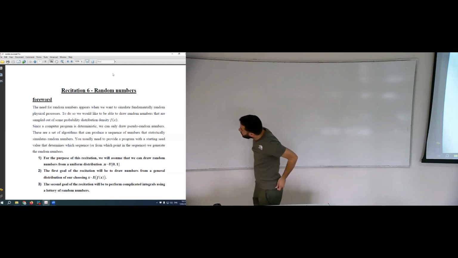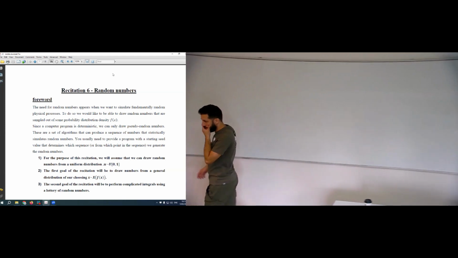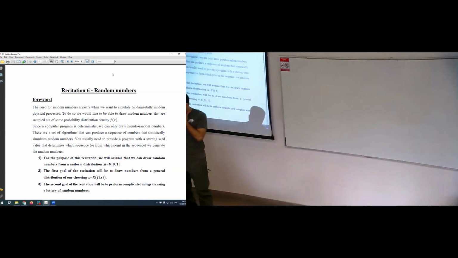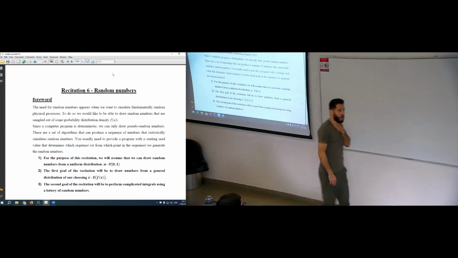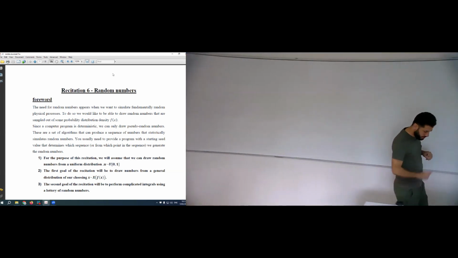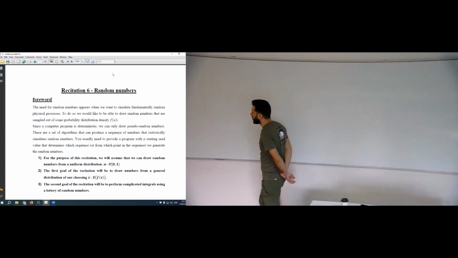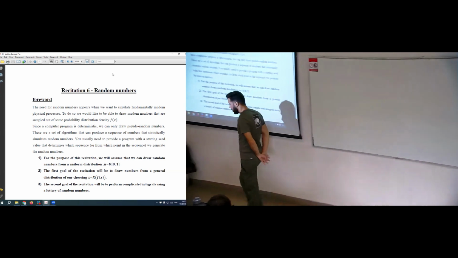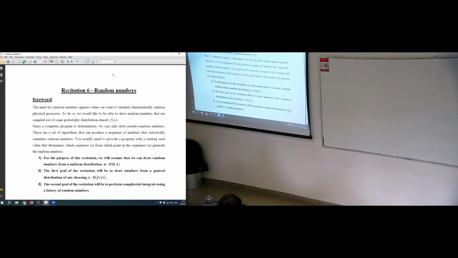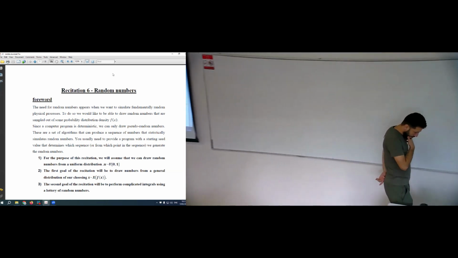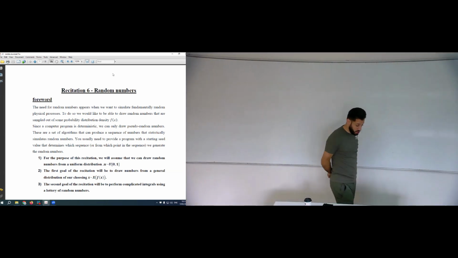Okay, so today we talk about random numbers. And we want to produce random numbers from a given distribution, especially given a PDF function, which is the probability density function, which tells me what is the distribution of a variable. It is a way of telling me its distribution.